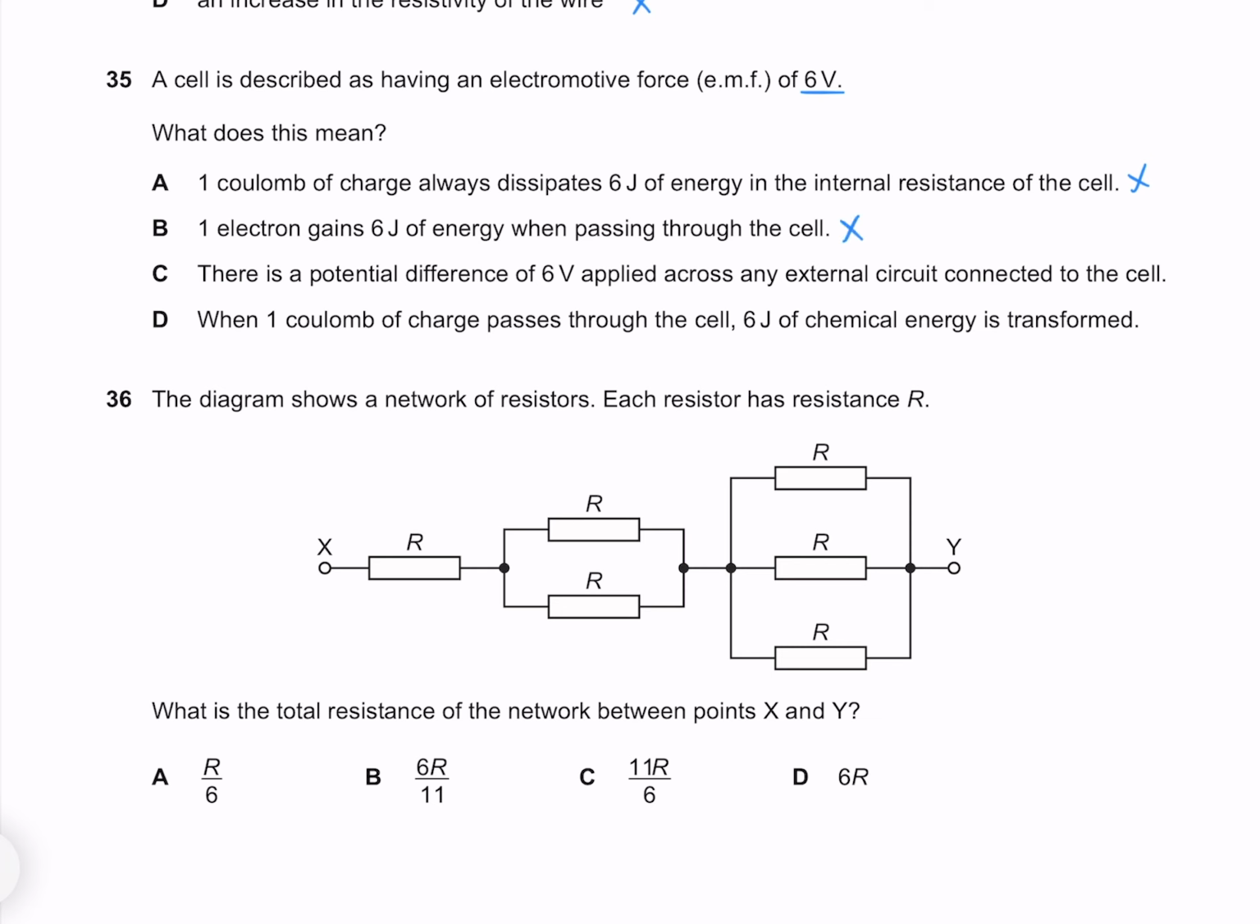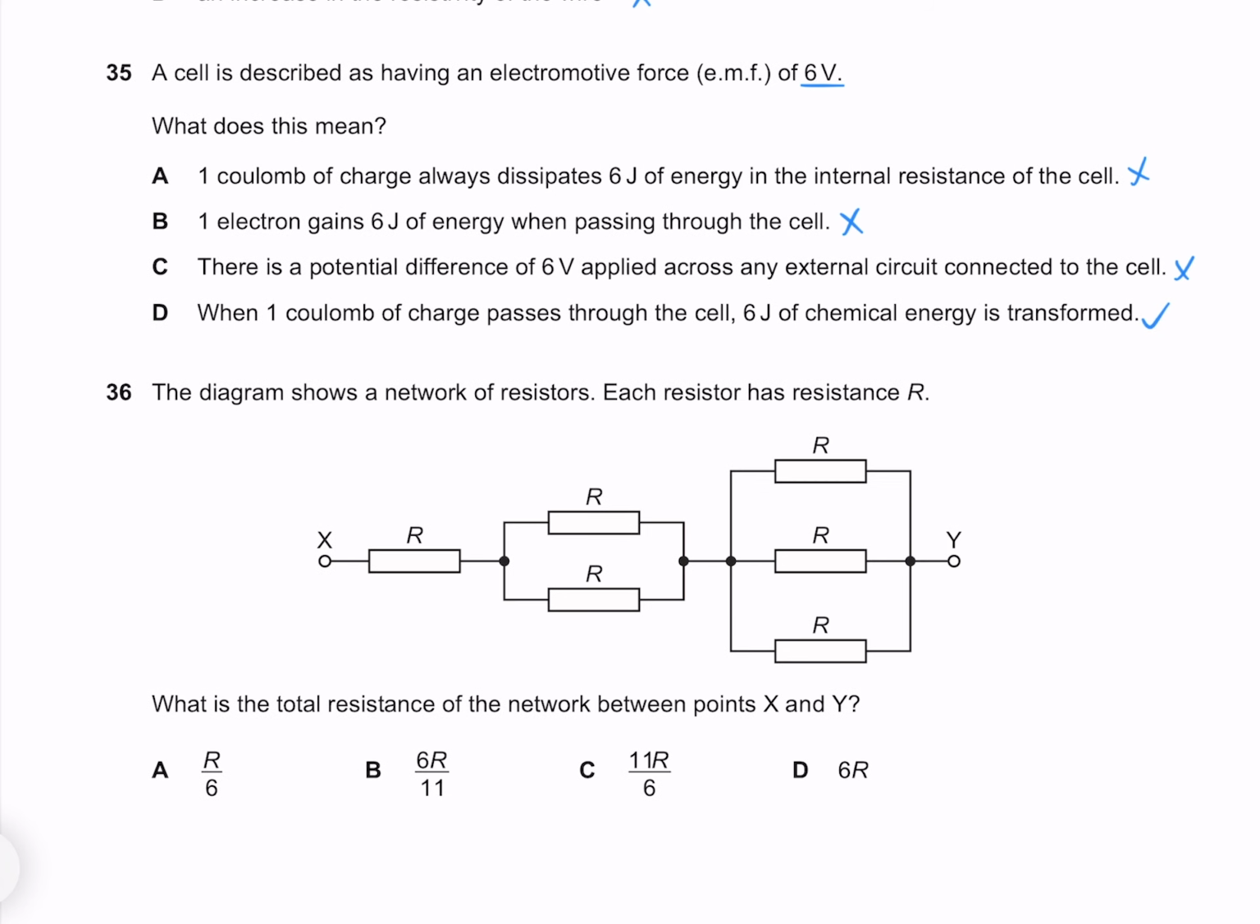There is a potential difference of 6 volts applied across any external circuit connected to the cell. This is not the case because the internal resistance is going to result in a decreased voltage across the cell overall. When 1 coulomb of charge passes through the cell, 6 joules of chemical energy is transformed, which is a sensible statement, so our answer is D.